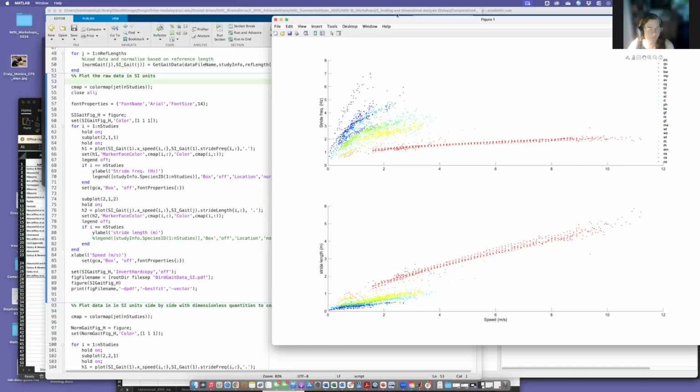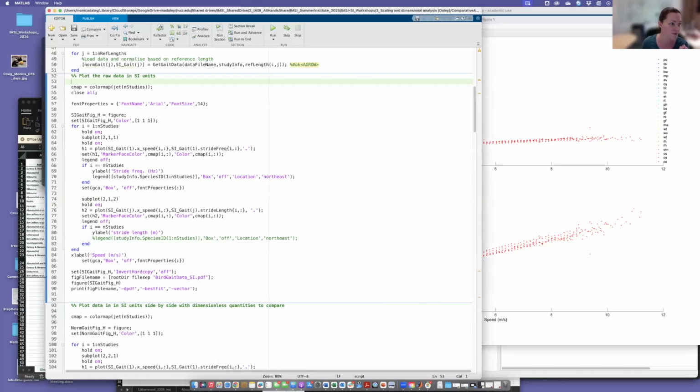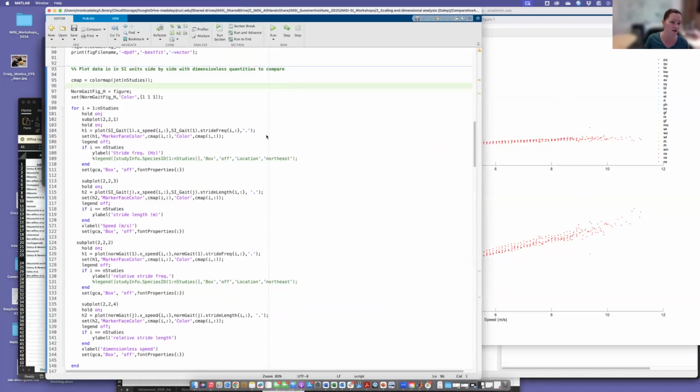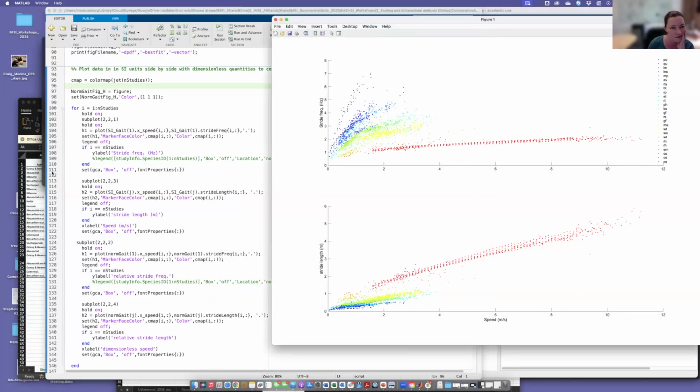So let's look at this graph, and you can continue looking at it at your leisure, but I'm going to add more. I'm going to go back to our code for a minute. Now, the next section of the code creates a graph where we plot the data in SI units side by side with the dimensionless quantities to compare. So before I run that, anybody want to guess what it's going to do to the graph? What do you expect to happen?